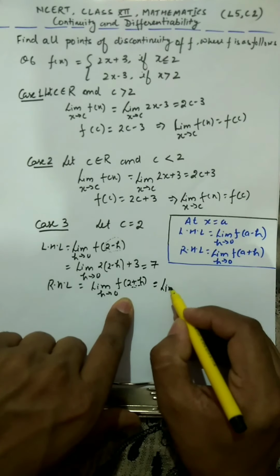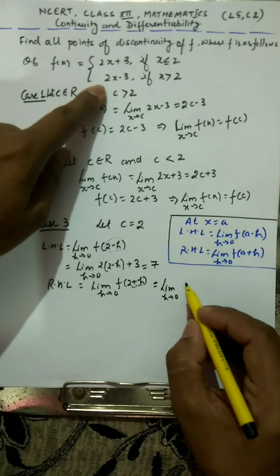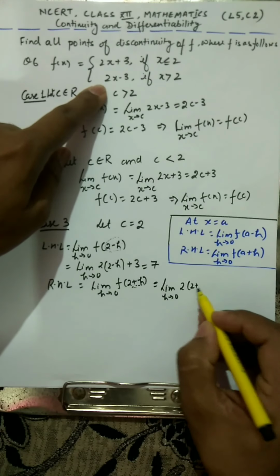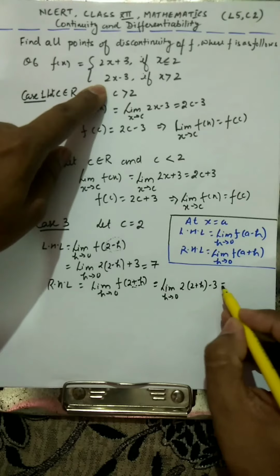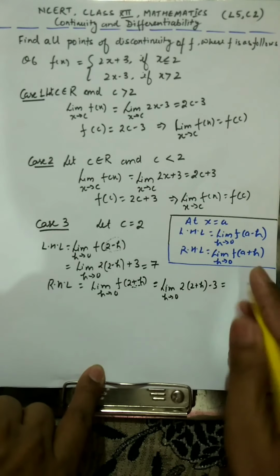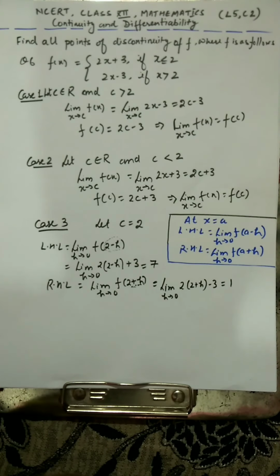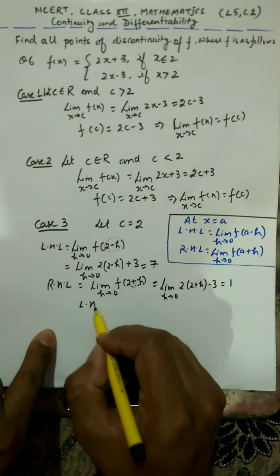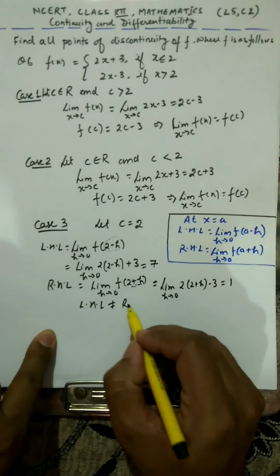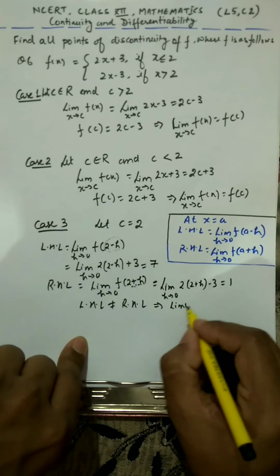So you can write that limit h tends to 0, and this will become 2(2 plus h) minus 3. So the value of this will be, now this is 4 and minus 3, this is 1. So you can see that your left hand limit and right hand limit are not equal. So you simply say left hand limit not equal to right hand limit, which implies limit does not exist.